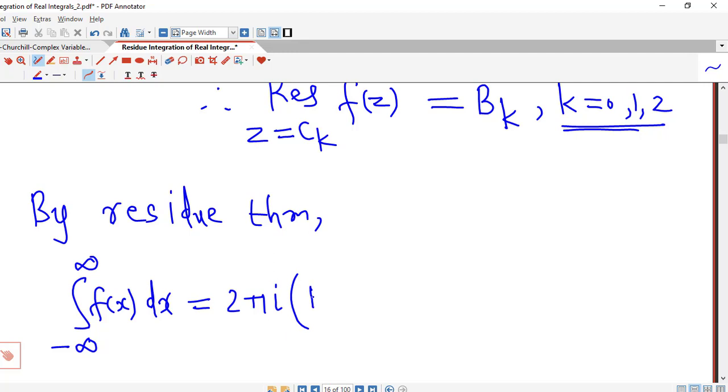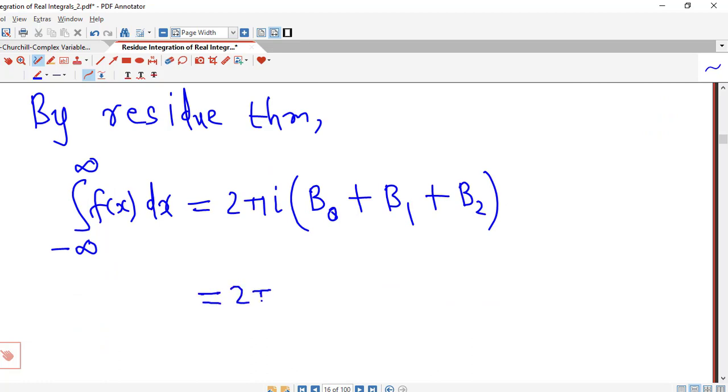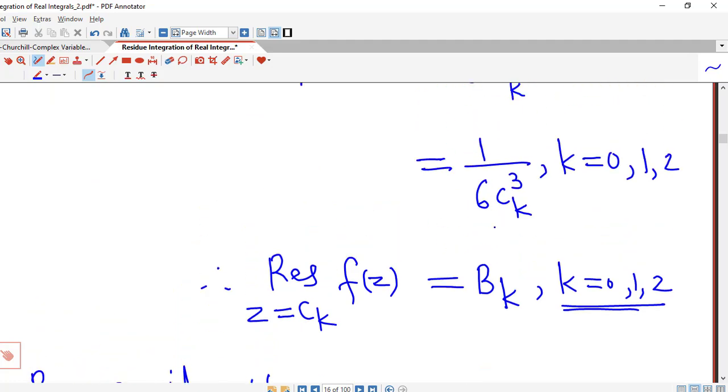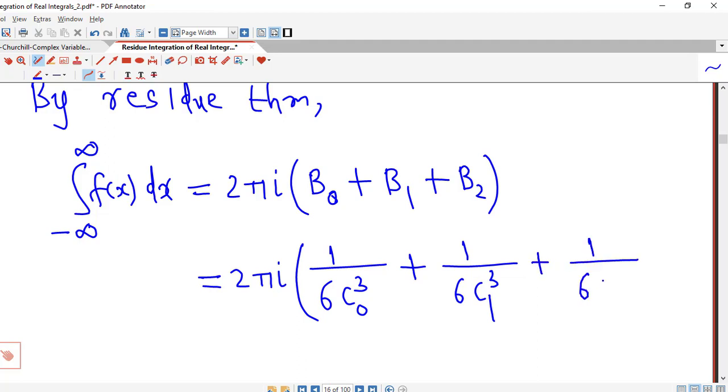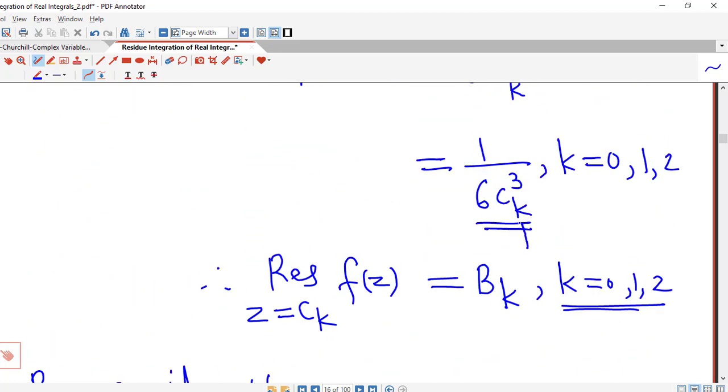For k equal to 0 we have b0, for k equal to 1 we have b1, and for k equal to 2 we have b2. So we substitute all these residues here. For k equal to 0 we have b0, and b0 will be 1 over 6 into c0 raised to 3. So 1 by 6 c0 cube plus 1 by 6, for k equal to 1 we have c1 cube plus 1 by 6, for k equal to 2 we have c2 cube. Okay, we are putting k equal to 0, 1 and 2 here.